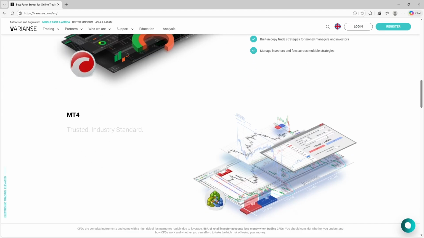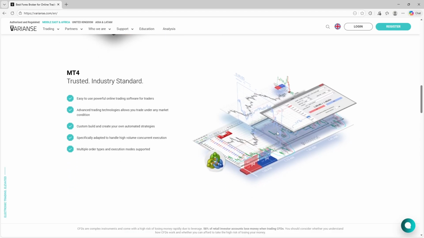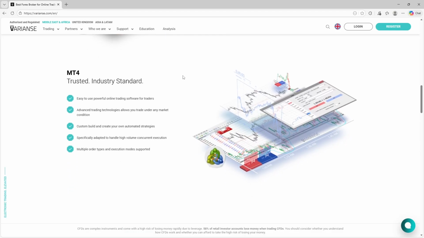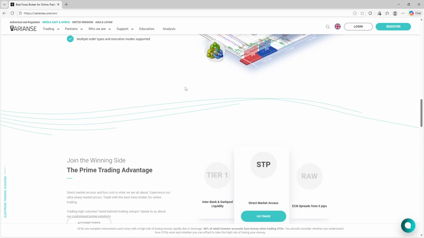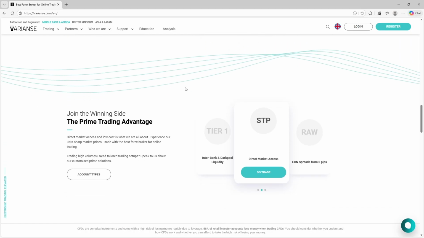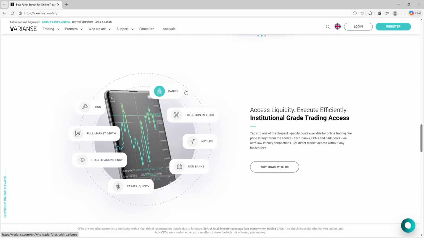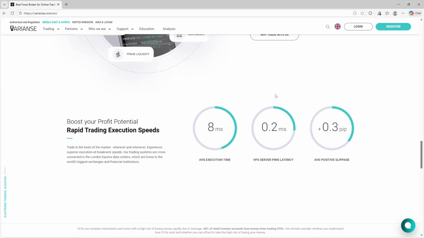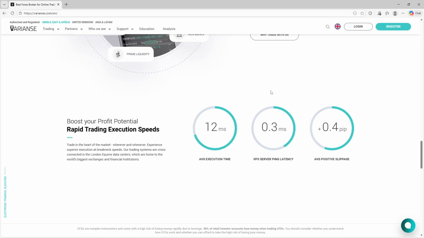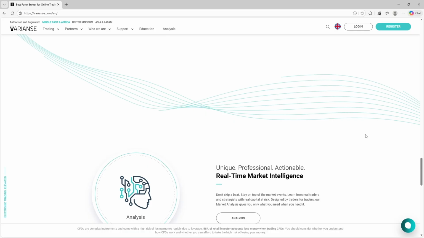These features are especially valuable for scalpers, day traders, and algorithmic strategies that depend on precision fills, minimal slippage, and consistent execution under fast market conditions. From a trading functionality perspective, Varianse is clearly designed for professional use cases. Traders have access to advanced order types, expert advisor compatibility, and systematic trading support without artificial restrictions.